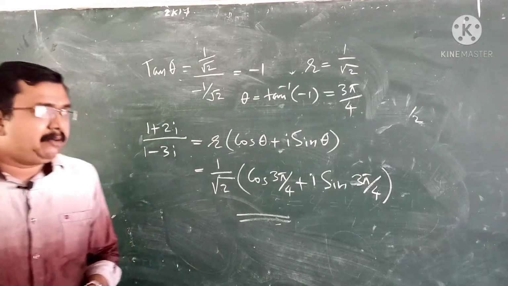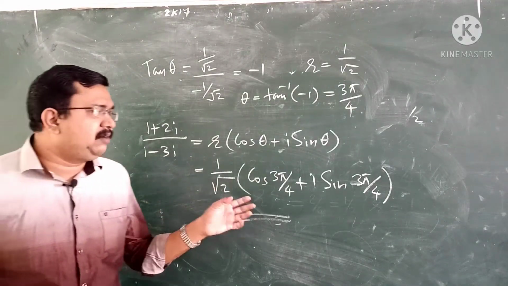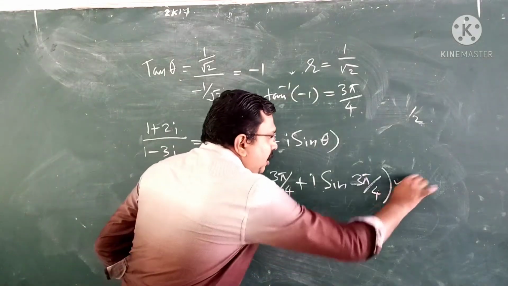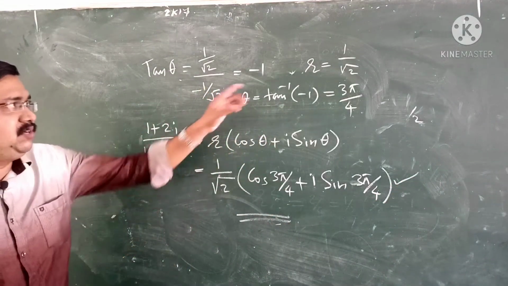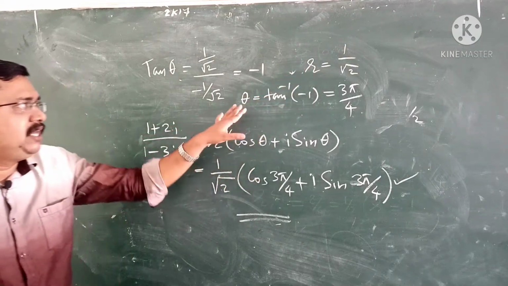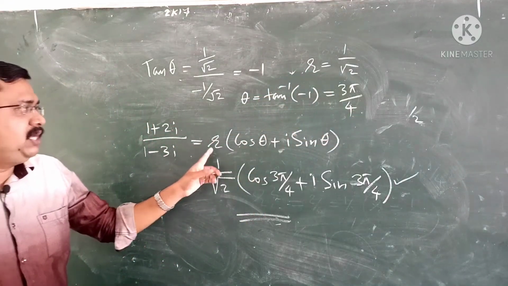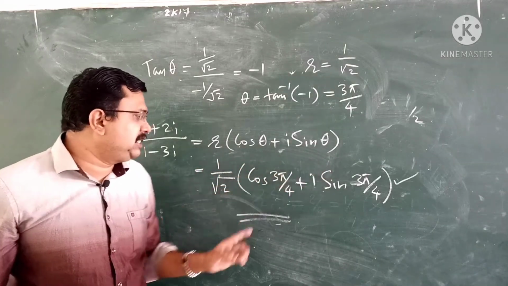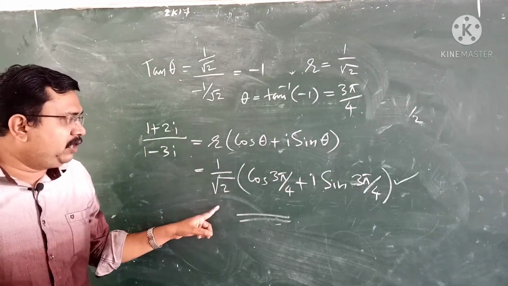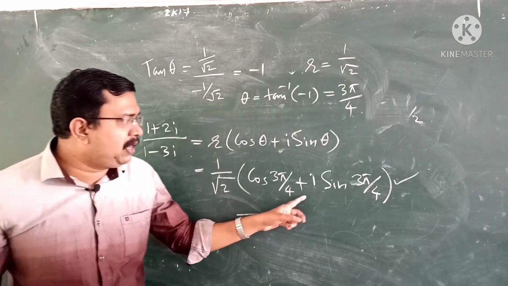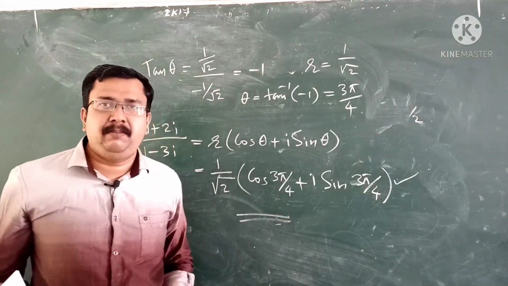Okay, any complex number can be converted into polar form. This is our final answer. Okay, what is the idea? We may first find out modulus r and then we may find out the value of theta. Then the polar form is r into cos theta plus i sin theta. That is 1 by root 2 into cos 3 pi by 4 plus i into sin 3 pi by 4. Okay.